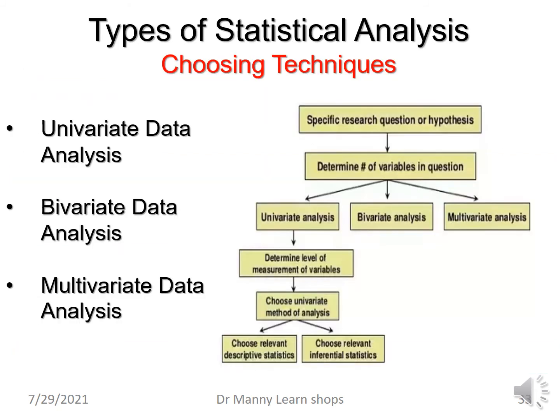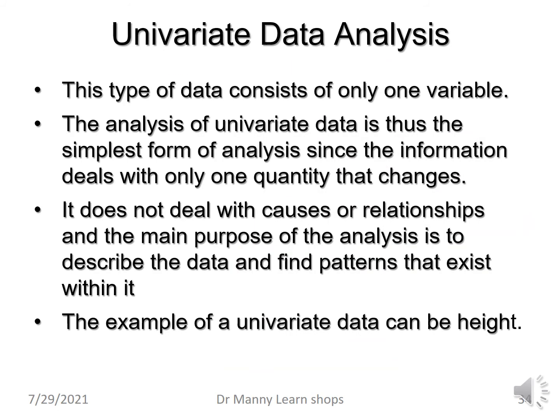With statistical analysis, choosing the techniques is important. You've got essentially 3 types: univariate, bivariate, and multivariate forms of data analysis. With univariate, this type of data consists of only one variable, uni. The analysis of univariate data is therefore the simplest form of analysis, since the information deals with only one quantity that changes. It doesn't deal with cause or relationships, and the main purpose of this analysis is to describe the data and find patterns that exist within it.